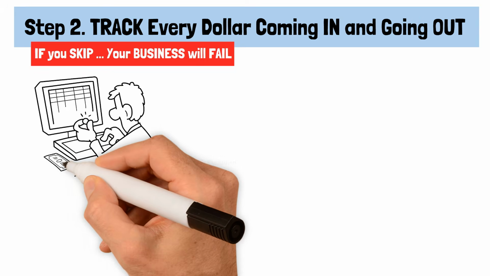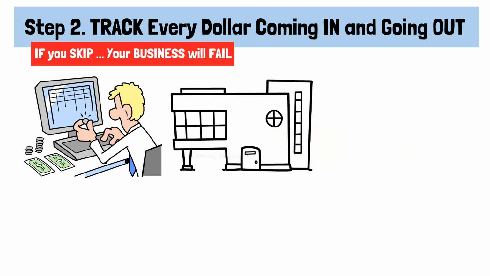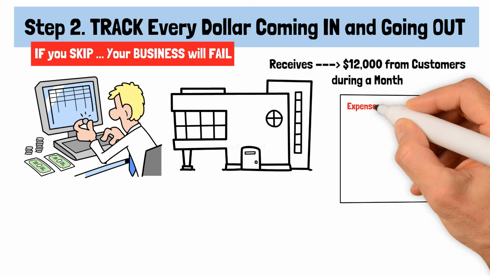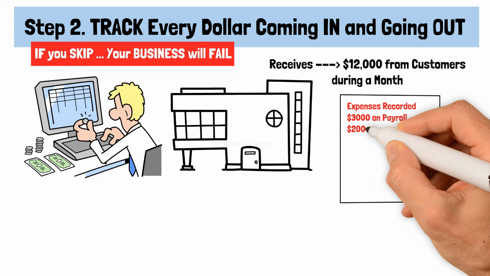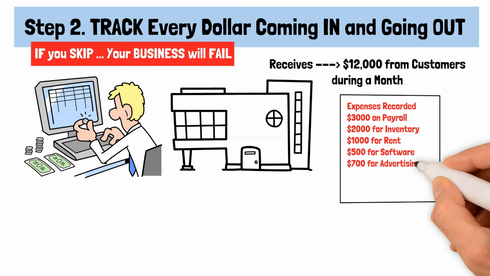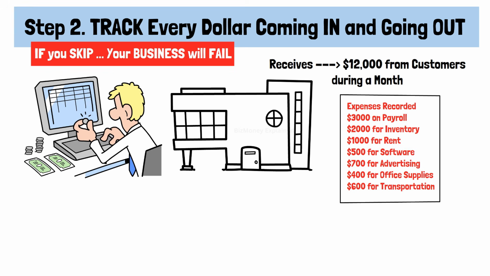Step 2. Track every dollar coming in and going out. Cash flow planning becomes much easier when owners track every dollar entering and leaving the business. Consider a company that receives $12,000 from customers during a month. At first glance, everything appears healthy. However, when expenses are recorded, the owner notices $3,000 spent on payroll, $2,000 for inventory, $1,000 for rent, $500 for software subscriptions, $700 for advertising, $400 for office supplies, and $600 for transportation costs.